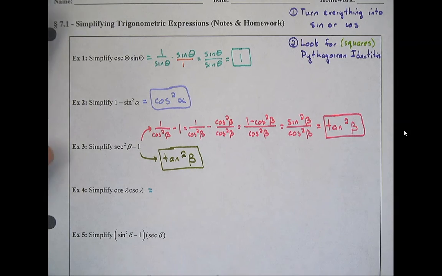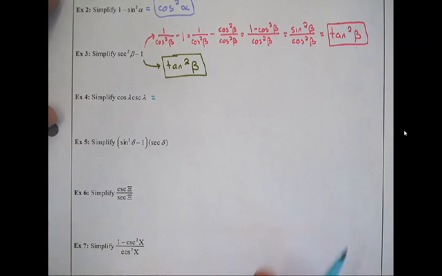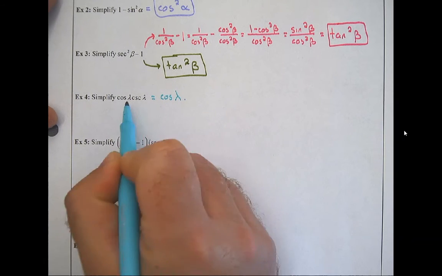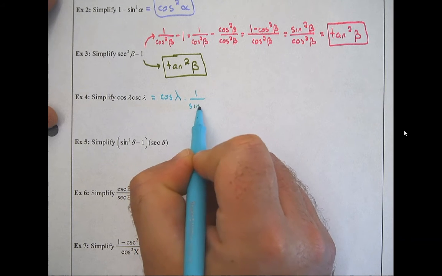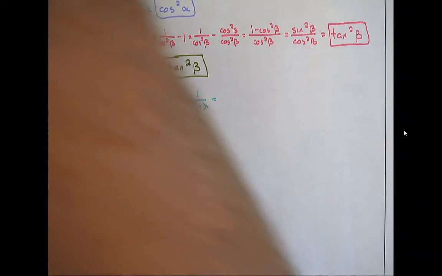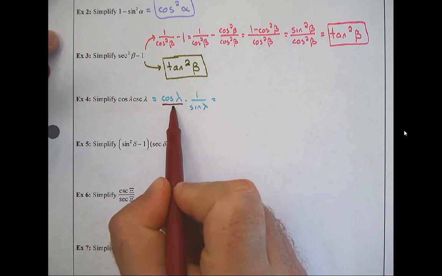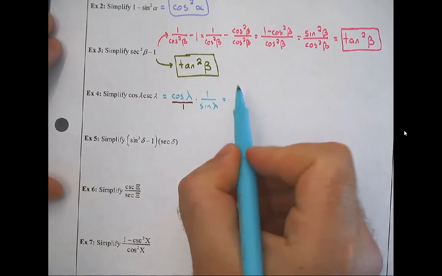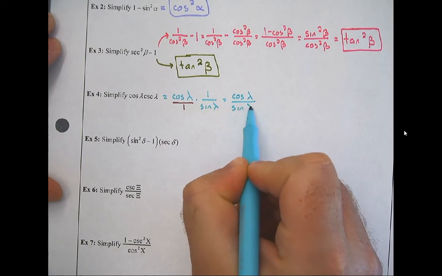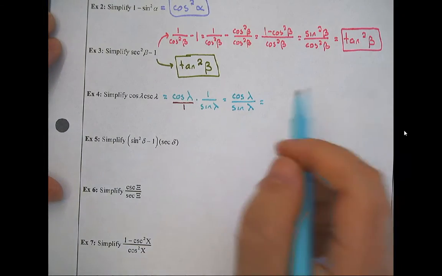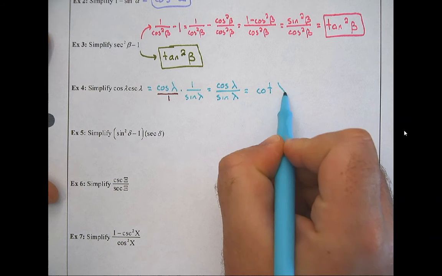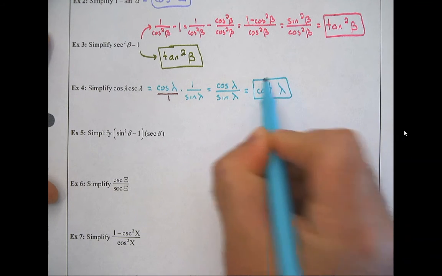I don't see any squared, so I know I'm not going to use a Pythagorean identity right off the bat. So I'm going to try to turn things into sines and cosines. So that's cosine of lambda times cosecant's 1 over sine of lambda. If I want to multiply fractions, they both need to be fractions. Multiply top to top goes on top, so that's cosine of lambda over sine of lambda. Cosine over sine. Okay, sine over cosine is tangent, so cosine over sine must be cotangent. I'm down to one term. I've solved the puzzle.